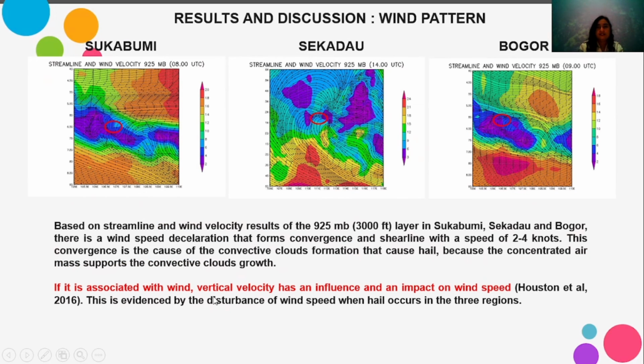Okay, next is the wind pattern. Based on the streamline and wind velocity results of the 925 millibar, or 3,000 feet, layer in Sukabumi, Sekadau, and Bogor, there is a wind speed deceleration that forms convergence and a shear line with a speed of 2 until 4 knots. This convergence is the cause of the convective cloud formation that causes hail, because the concentrated air mass supports the convective cloud growth. Furthermore, if it is associated with wind, vertical velocity has an influence and an impact on wind speed.